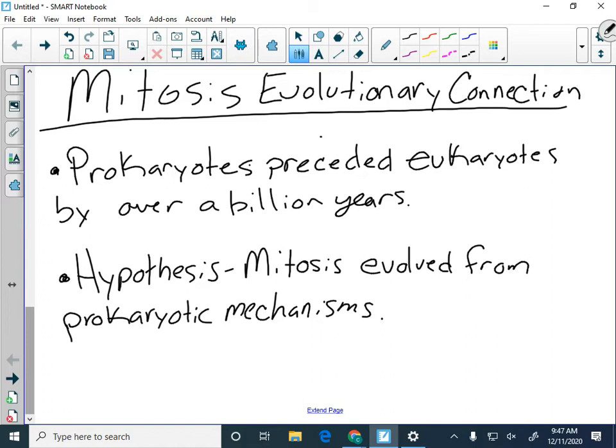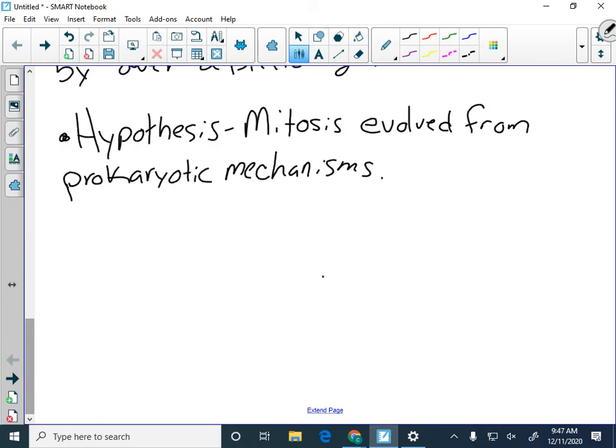So, here are some pieces of evidence that support this hypothesis and why it is still just a hypothesis. So, evidence. The biggest piece of evidence that they have at the moment is that some proteins involved in binary fission are very, very similar to proteins involved in mitosis.